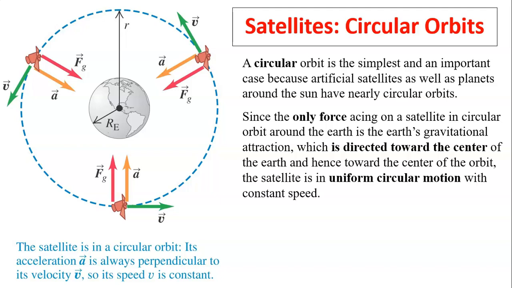So acceleration is toward the center. Remember, if acceleration is going in the direction of motion, it's speeding up. If acceleration is going backwards, it's slowing down. But for a satellite, acceleration is going toward the center. You only have centripetal acceleration, no tangential acceleration. So for a satellite in circular orbit, its acceleration is always perpendicular to its velocity, so the speed is constant. There's no tangential acceleration.